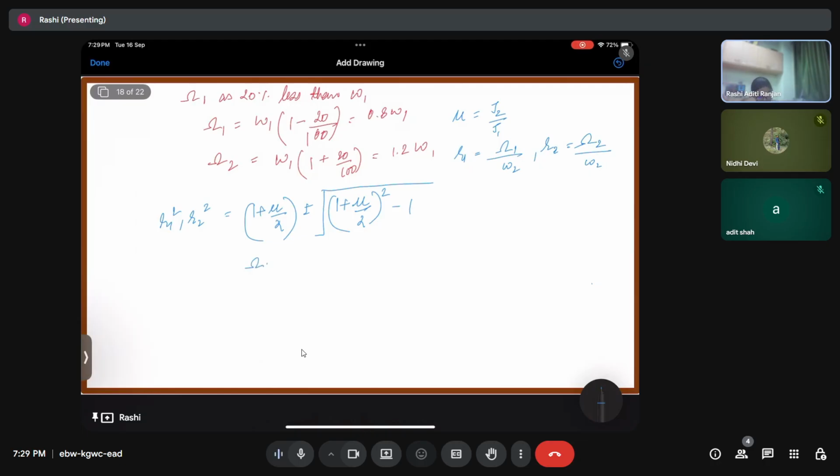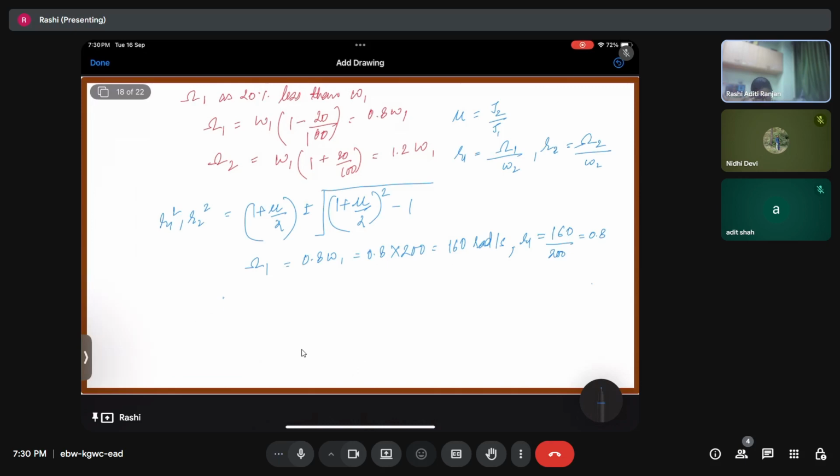Firstly, what is this? It is nothing but 0.8 of omega 1, which is 0.8 of 160 radians per second. Okay, we have the value of r1 square. We need to find out the value of mu, because from mu only we are going to get the value of J2. J1 is already known to us, correct? Now, if you put it over here, 160, okay, but r1 is going to be 160 by 200, 0.8.